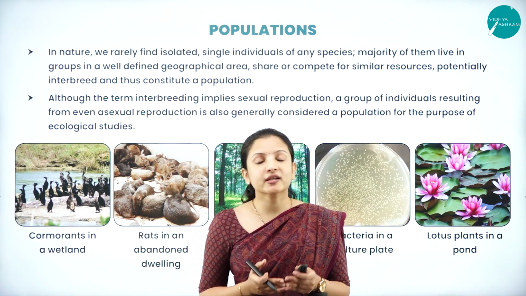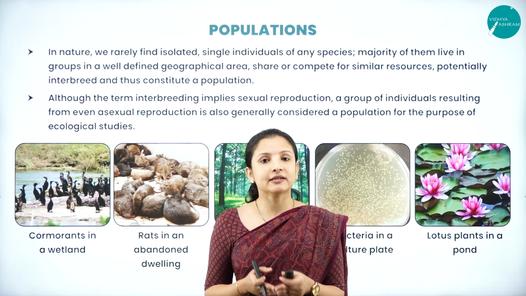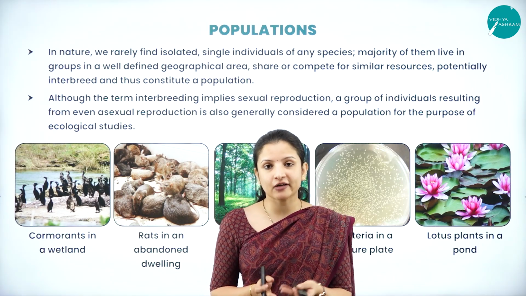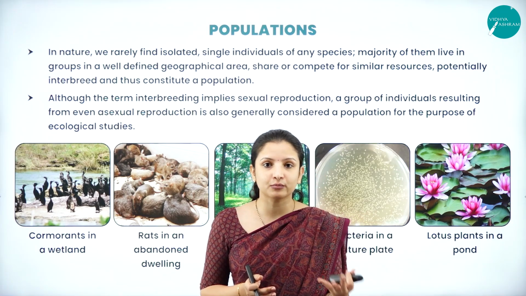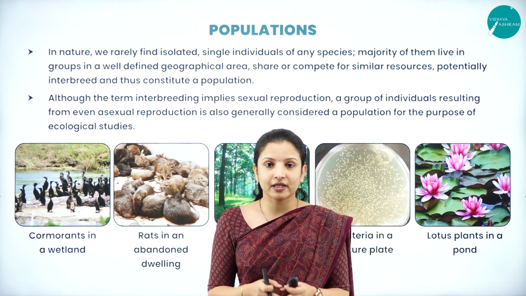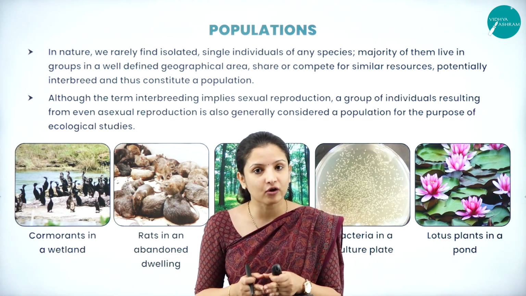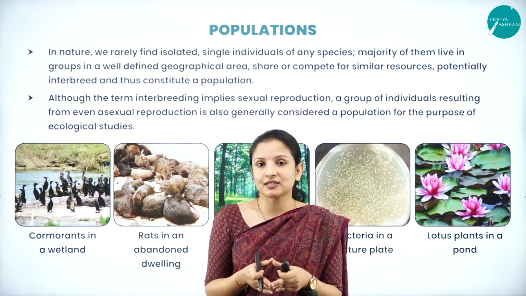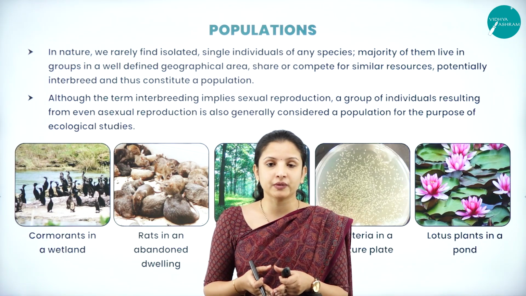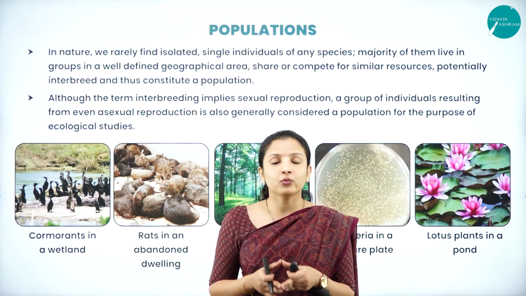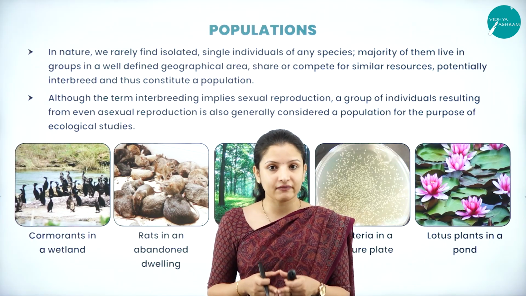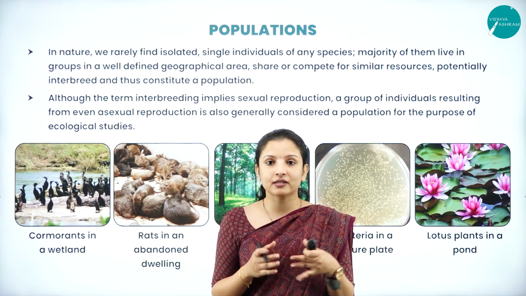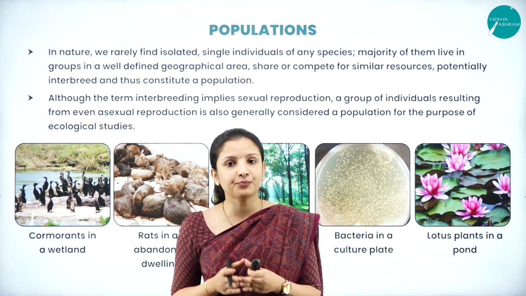So in nature, we rarely find individuals living isolated, right? So any individual, if it has to survive, be it a plant or an organism or something, they cannot live isolated because they'll always have to depend on another organism for one reason or the other. And not just that, the best example that we can take is we human beings. We are social animals. We cannot lead an isolated individual life, right? And that group of people together in a particular area, we can call it a population.